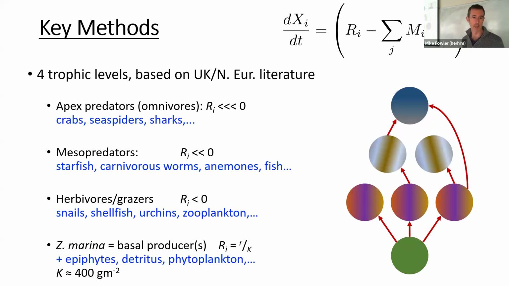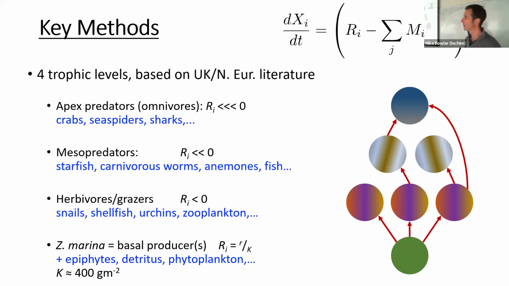So we'd have apex predators, things like crabs or sea spiders or sharks. They have a very high mortality rate, or the highest of the mortality rates, let's say, so a very low r_i value, intrinsic growth rate or mortality rate. We'd have mesopredators, which have slightly lower mortality rates, things like starfish and worms and anemones and some other fish species, teleost fish. And then the herbivore or grazer trophic level have lower still mortality rates.